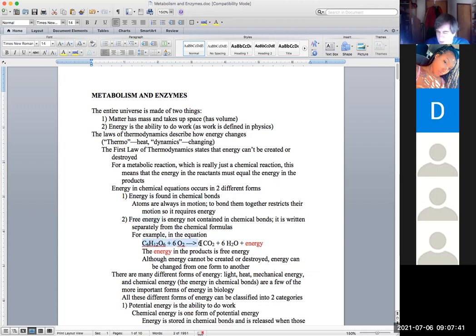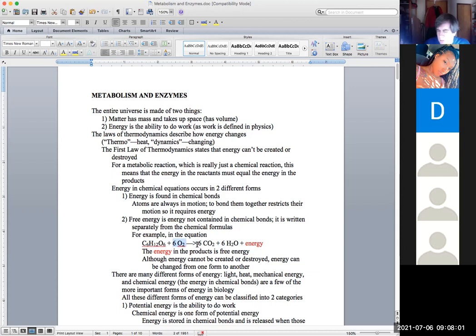So if we look at an equation, one that we're going to become very familiar with over the next week or so, we have a molecule of glucose. Notice we have one molecule. We know it's one because there's no number out in front of the glucose. We're going to combine that with 6 molecules of oxygen.